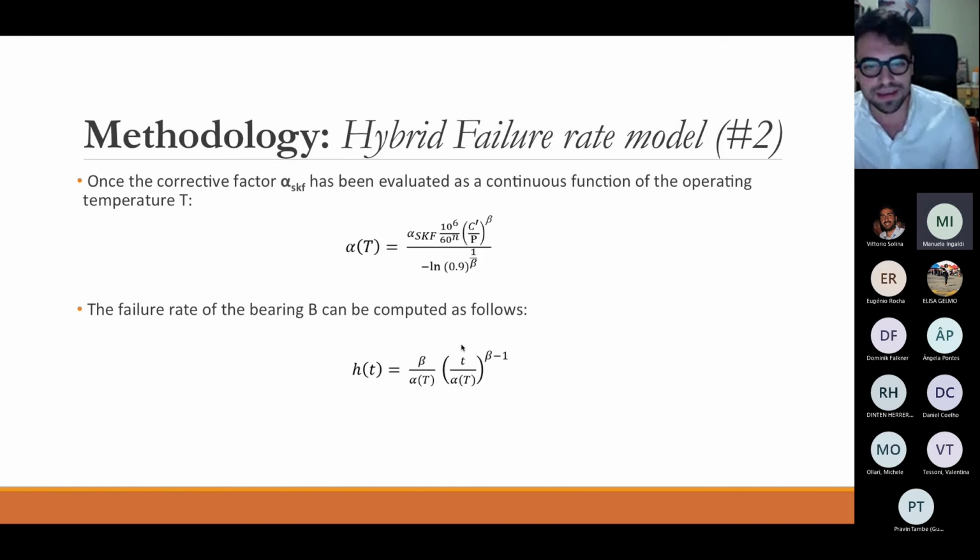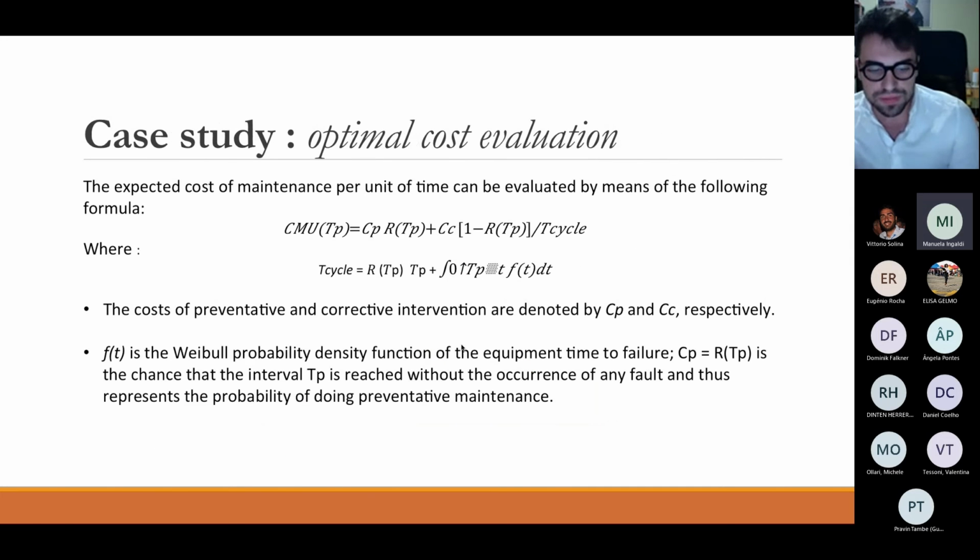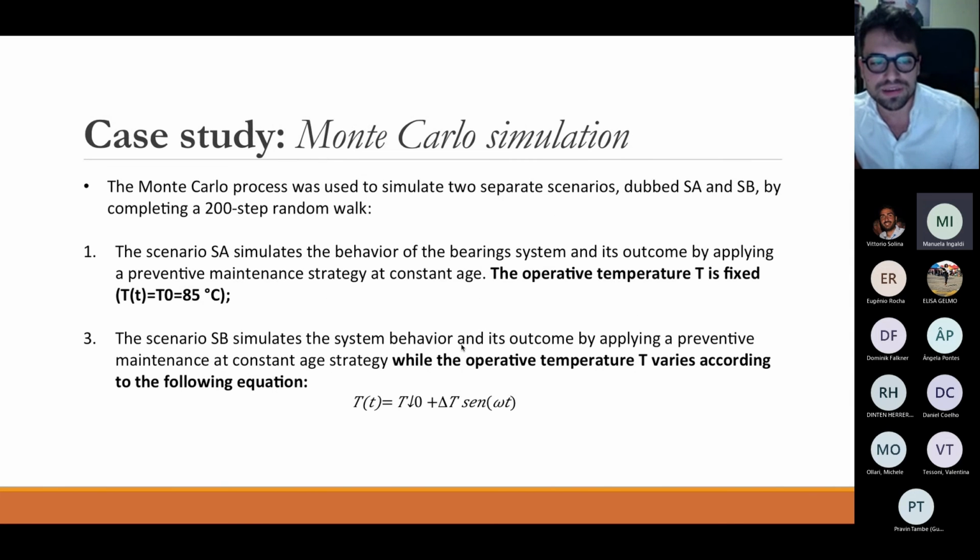Then we applied the model to a case study of preventive maintenance of a centrifugal pump. Once we define how the dynamic failure rate is calculated, the goal is to calculate the optimal preventive maintenance period, as we can see in the formula in the slide. Then we use a Monte Carlo process to simulate two different scenarios.